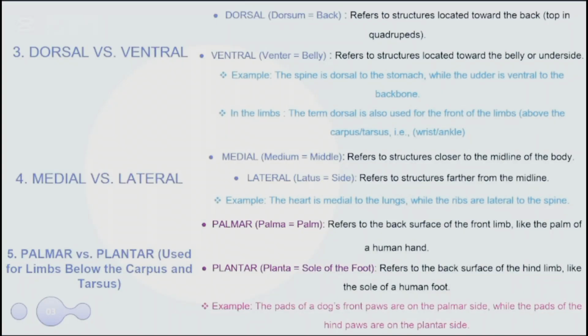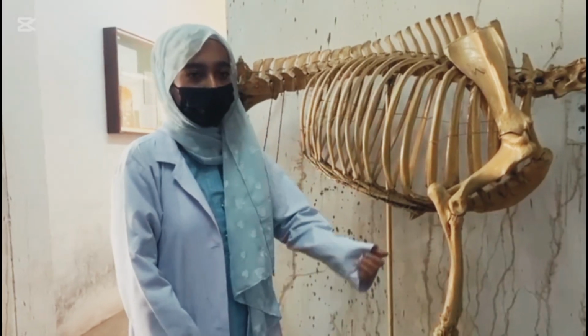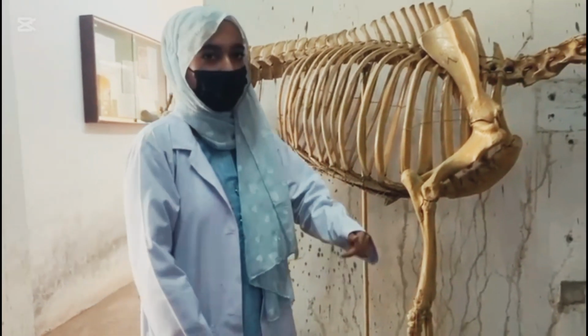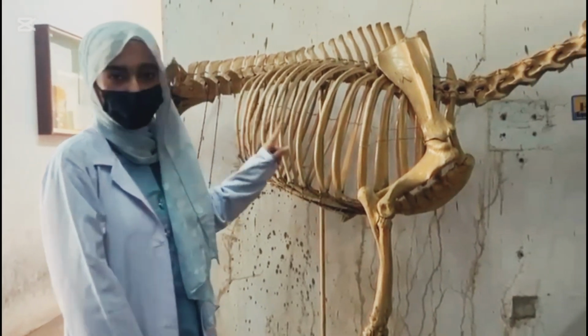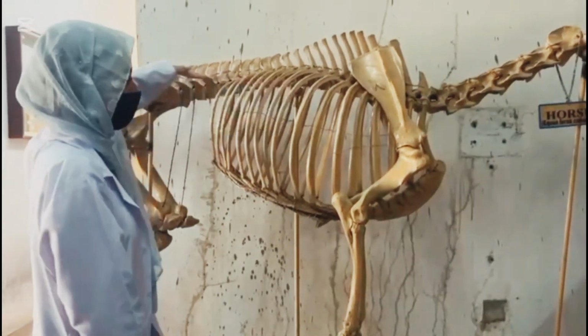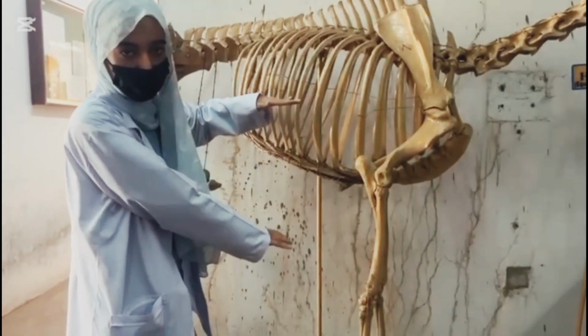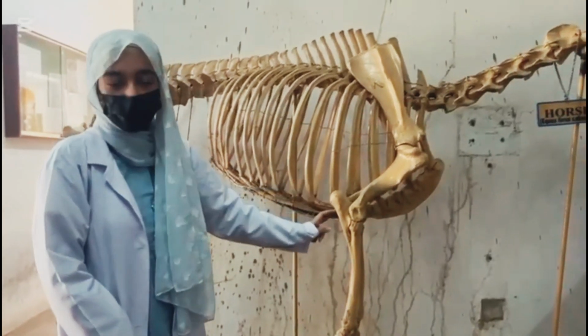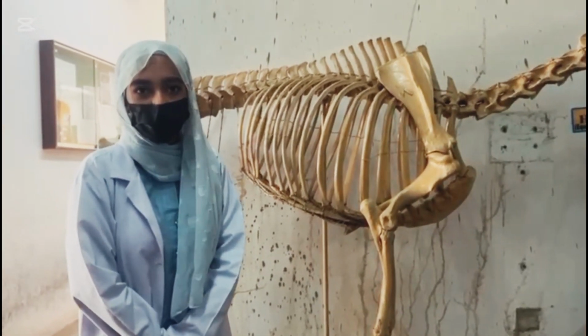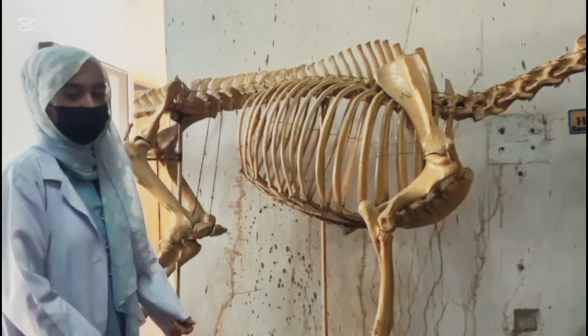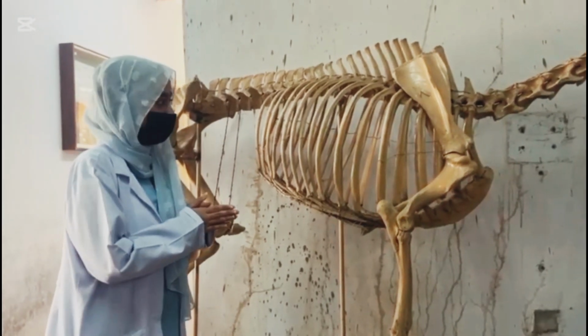And third, there comes dorsal versus ventral. Dorsal, derived from the word dorsum, that means back, refers to the structure located towards the back, top in quadrupeds. Ventral, derived from the word venter, that means belly, refers to the structures located towards the belly or underside. For example, the spine is dorsal to the stomach while the udder is ventral to the backbone.